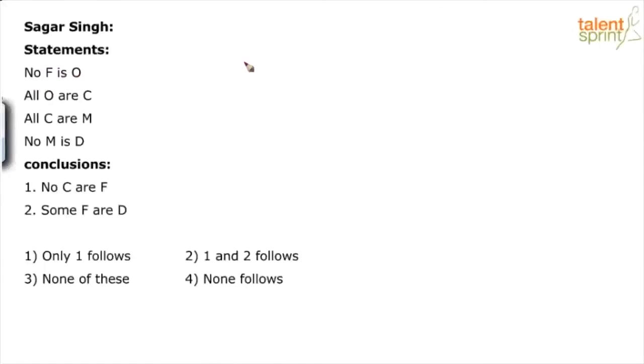No F is O. How do you draw this? Draw F and draw O, and no F is O. So these two cannot touch each other, right? F and O cannot touch each other.